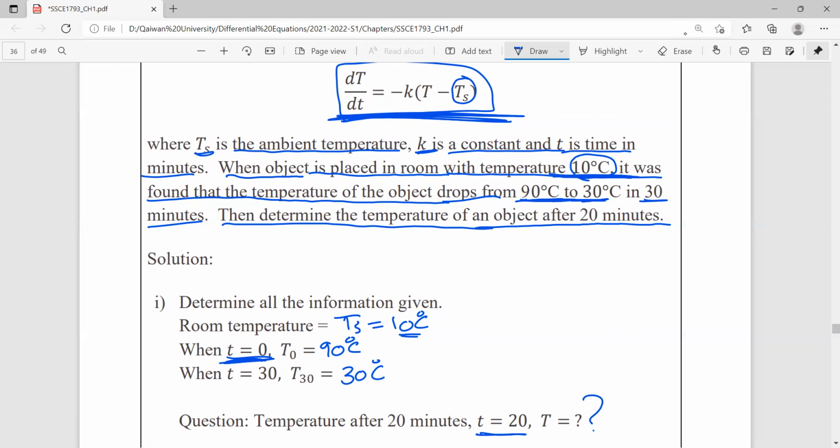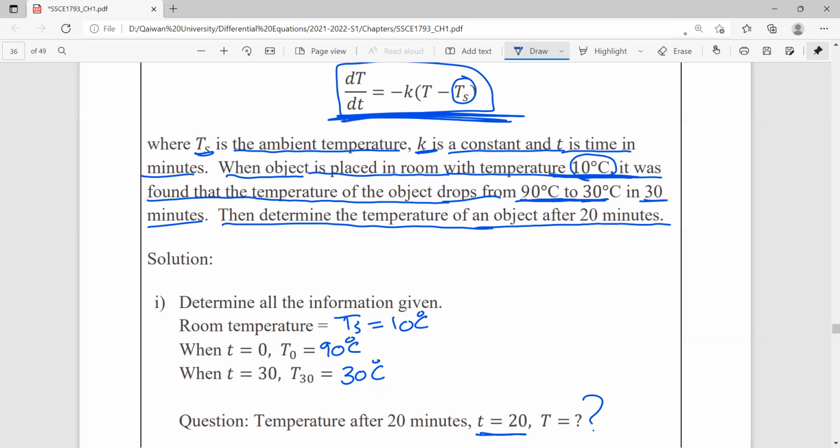So temperature of the object is 90 Celsius. This is the temperature of the room, TS. So now we say after 30 minutes, that means if little t is 30, the temperature of the object is 30 Celsius. I mean, capital T becomes 30. And at the begin, when little t is 0, capital T is 90.